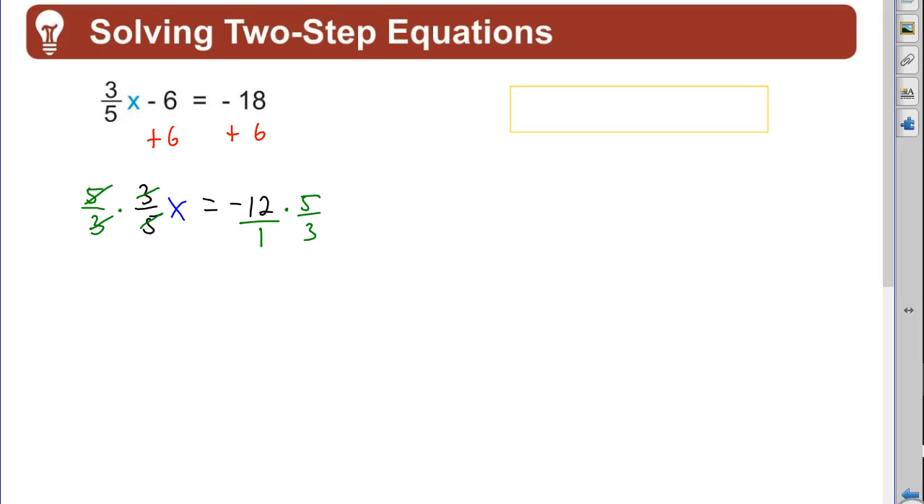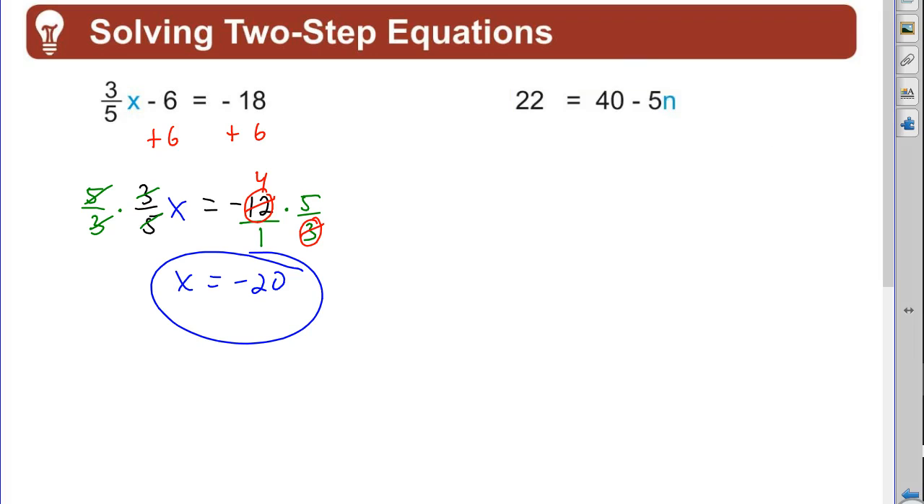Also, don't forget on the right-hand side, I taught you to RBUM, reduce before you multiply. So we can take this 3 and divide it into this 12 and get a 4. And so I now have a -4 times a 5, grand total of -20. So remember, when quantities are both added to and multiplied times the variable, move things added first.